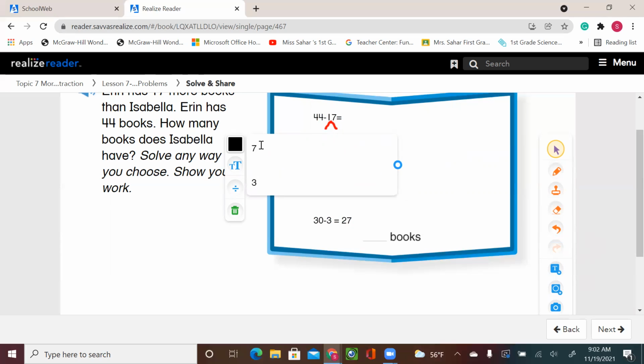Equal 3 and 4. 3 come here. Gonna draw that line. Just remind me. So now I subtract the 4, and here I subtract the 3. Now my answer is 27.